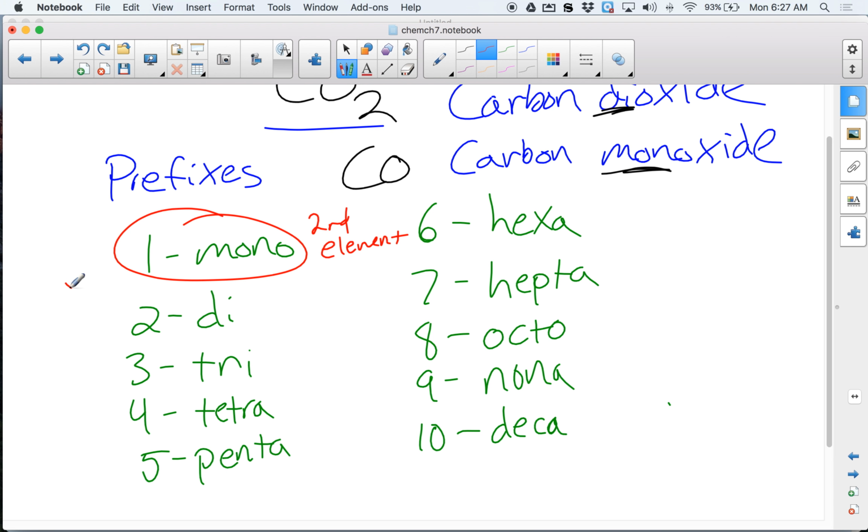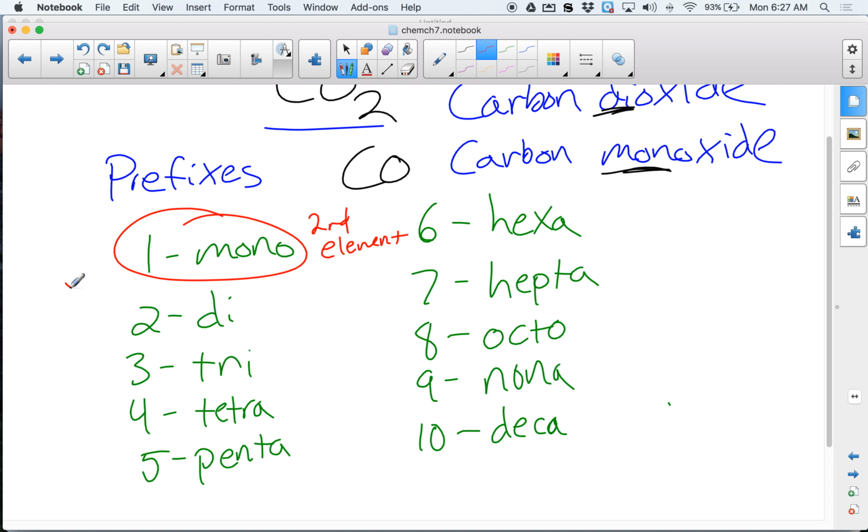Okay? So, for example, here with carbon monoxide, we didn't put monocarbon monoxide. That would be maybe a little bit more specific, but for whatever reason, if there's only one of the first element, we leave the mono off. We use all the rest of them on the first element, but mono only applies to the second element.